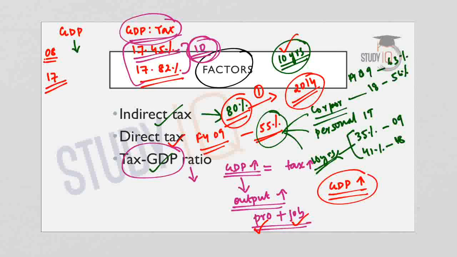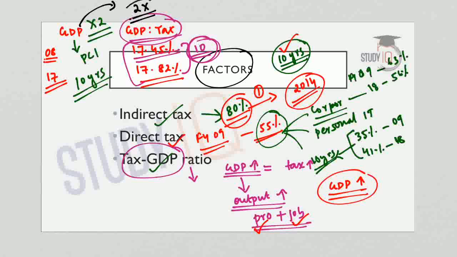But if we take the case of GDP and per capita income, we will see that over this 10 years, GDP and per capita income has almost doubled. So ideally what should happen, when GDP and per capita income doubles, the GDP to tax ratio should also double. But this has not happened, and the improvement is very marginal and negligible.